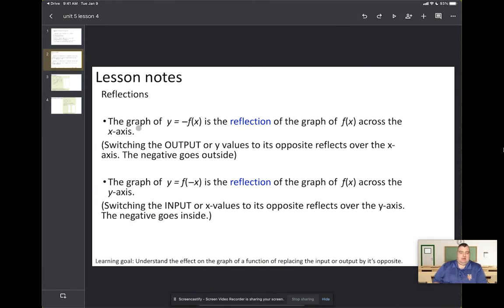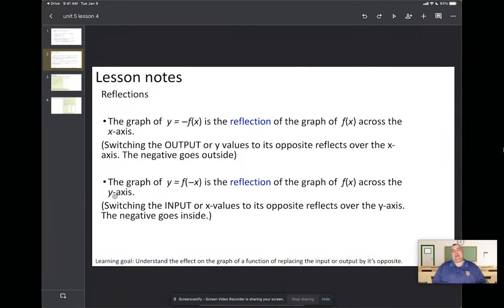So you can see here the graph of y equals negative f of x is the reflection of the graph of f of x across the x-axis. In other words, when the negative is outside, that means you're switching the output. So outside, output. And the output of a function is the y value. So for an x-axis reflection, we switch the y values or the outputs. The negative is on the outside.